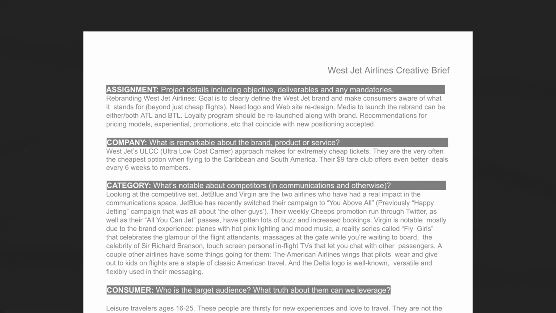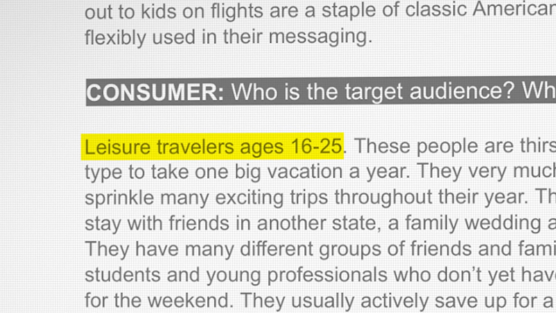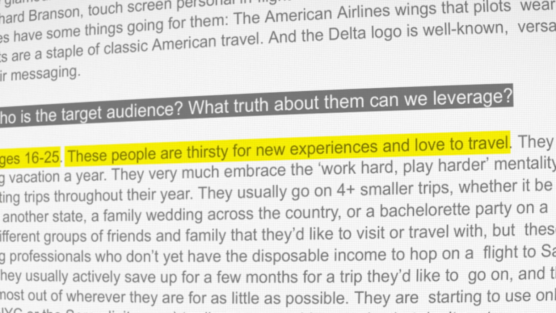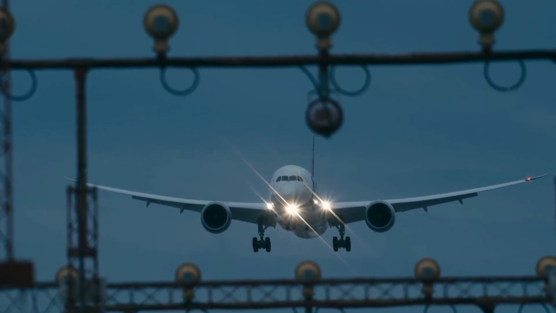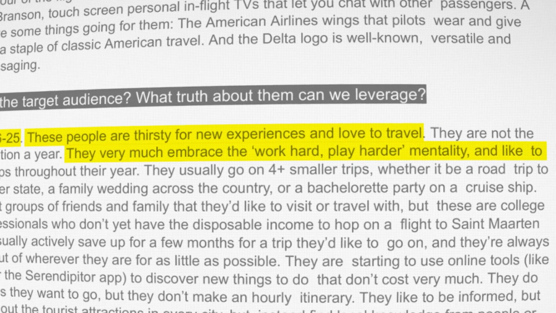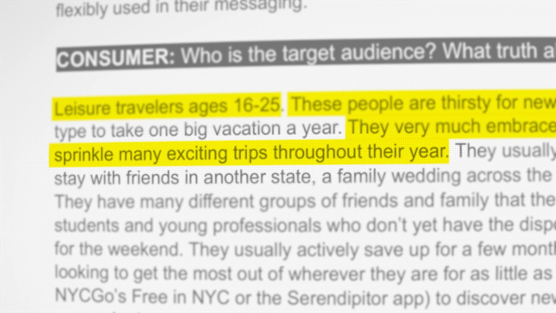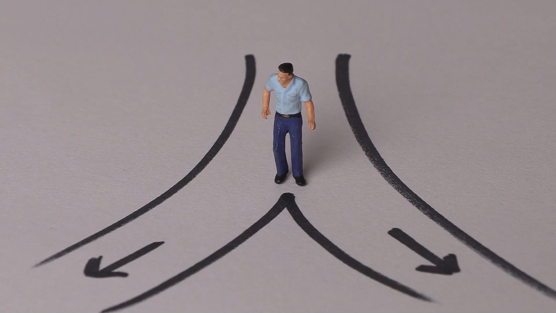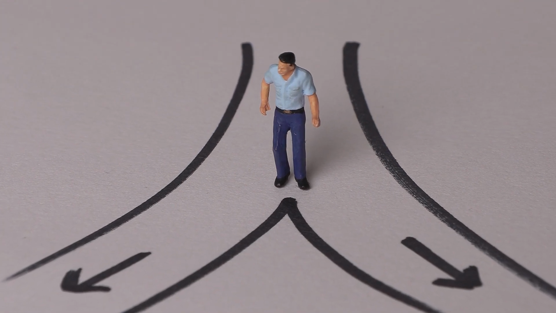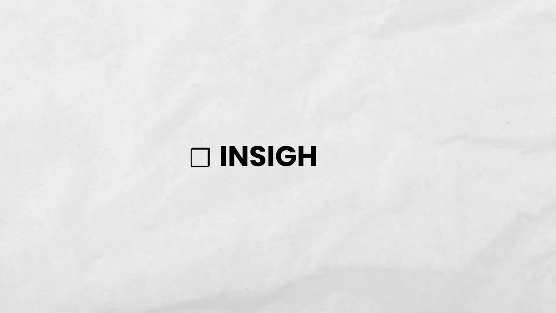Let's look at WestJet's brief as an example. Their target consumers are leisure travelers between ages 16 and 25. These people are thirsty for new experiences and love to travel, but are probably in a state where financial freedom is not yet fully accomplished in their career. They very much embrace the work hard, play harder mentality, so they sprinkle many exciting trips throughout their year instead of having just one big vacation a year. To fully translate the business perspective into the consumer's point of view, you might need to dig deeper with the help of research and interviewing the target consumers themselves. Use the 4 C's framework to help you out.